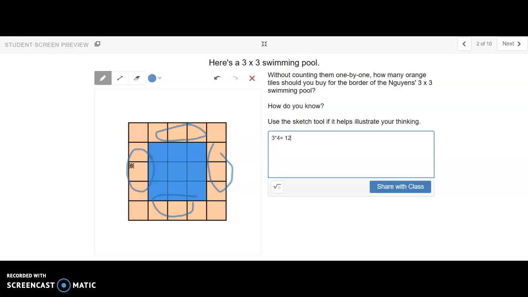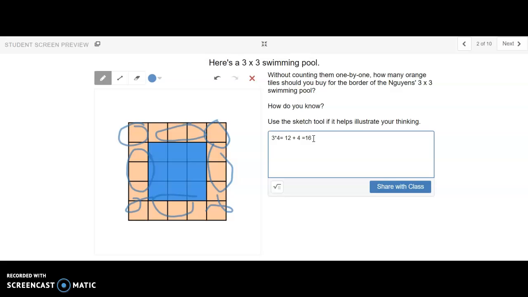So I know that that's just the sides, and we can't have a swimming pool without these essential tiles right here in the corners. So what I can do is add 4 to my 12, because the corners also need to be counted. So what's 12 plus 4, which would be 16.